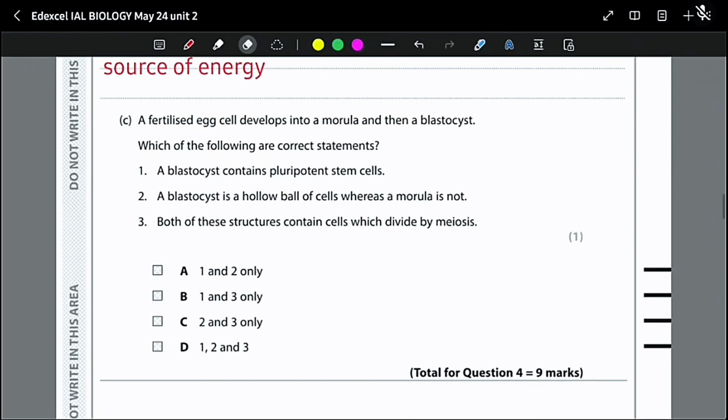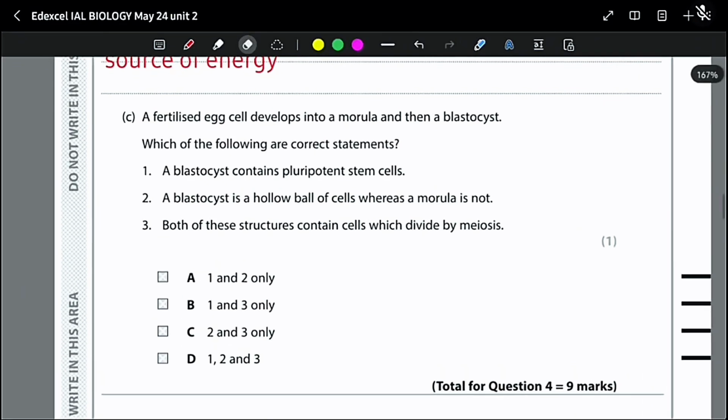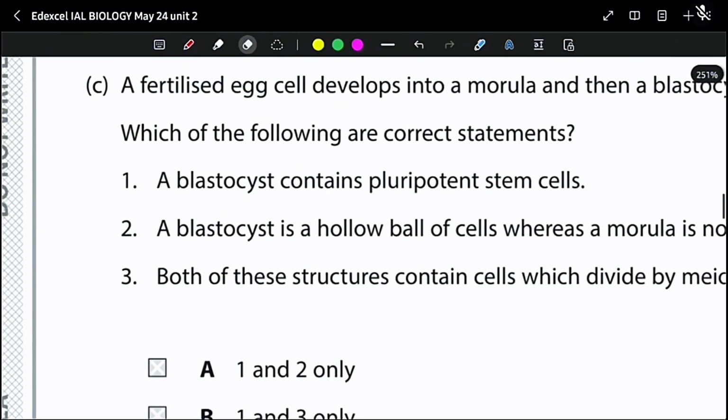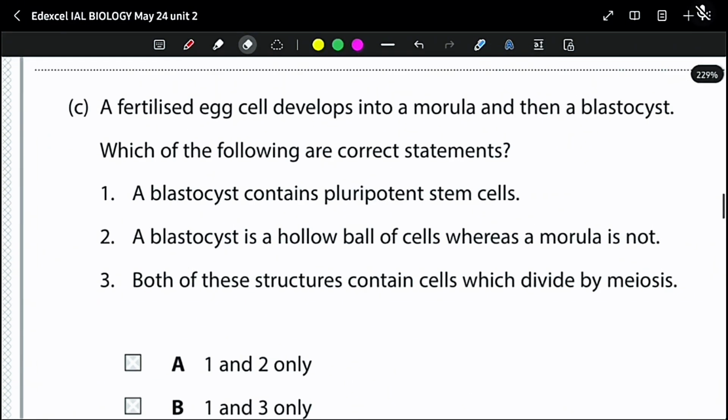C. A fertilized egg cell develops into a morula and then a blastocyst. Which of the following are correct statements? 1. A blastocyst contains pluripotent stem cells. So yes, this is correct. 2. A blastocyst is a hollow ball of cells, whereas a morula is not. It is also true. And the third, both of these structures contain cells which divide by meiosis.